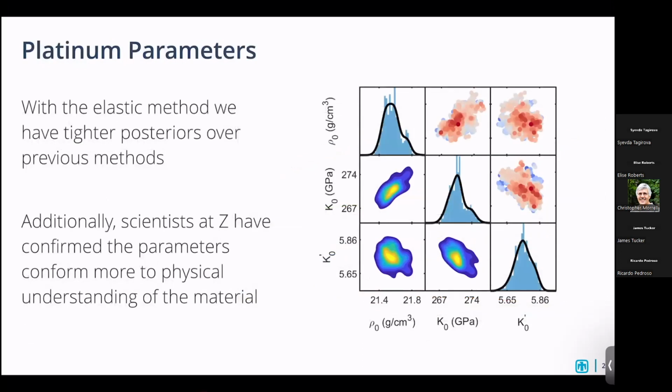For example, we can look at the parameters going into the Vinet model. These are the posterior draws from the Vinet model. With this elastic method, we have tighter posteriors than previous methods. The scientists over at the Z machine have confirmed that the parameters have more physical meaning. They've been excited that we've been able to characterize the density and the bulk velocities of this material, platinum, which is going to have a huge impact on further analysis of further materials in the complex.